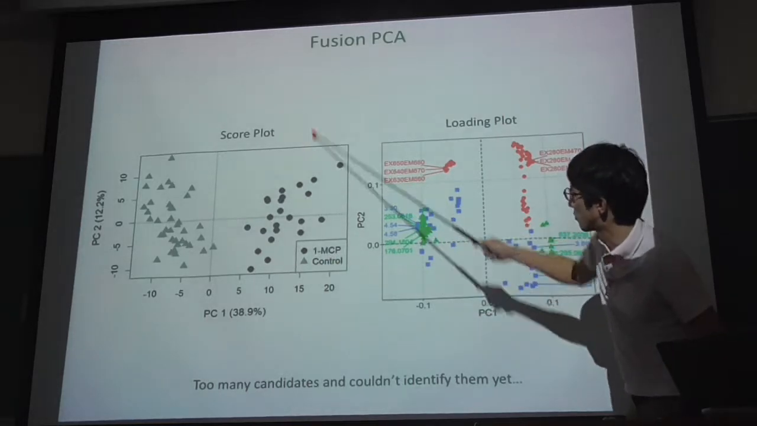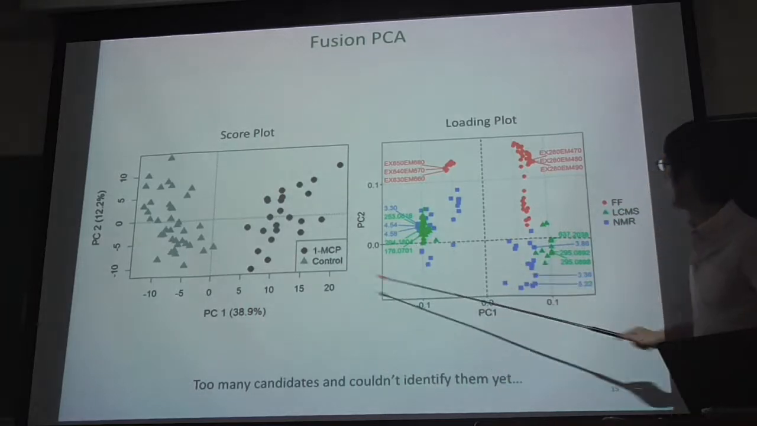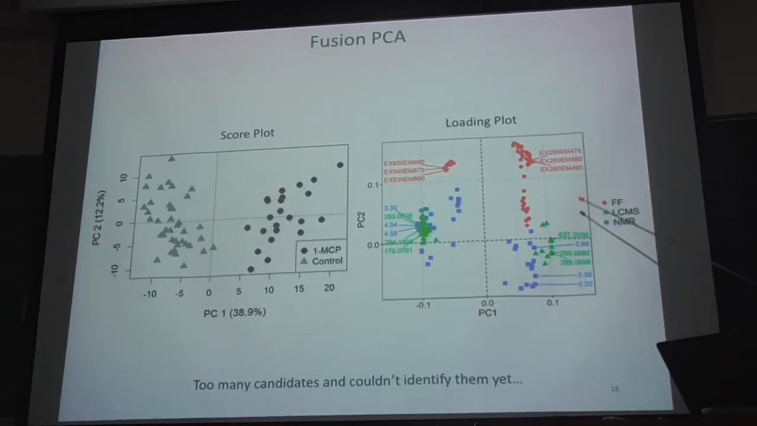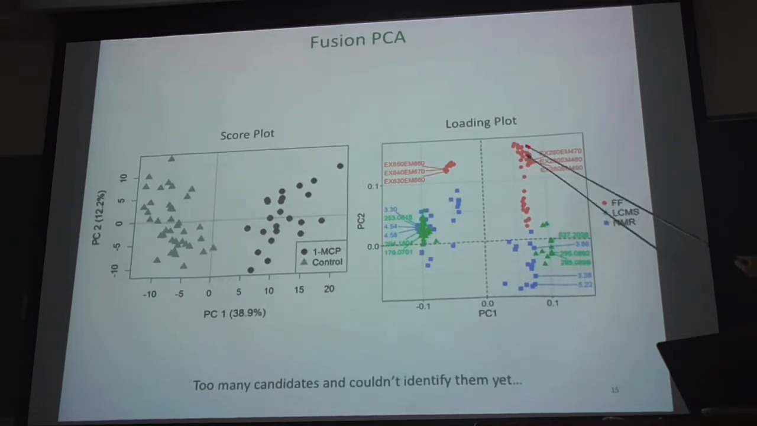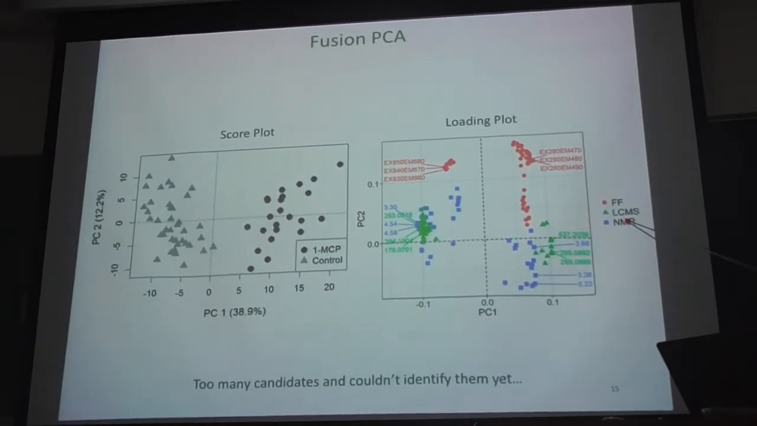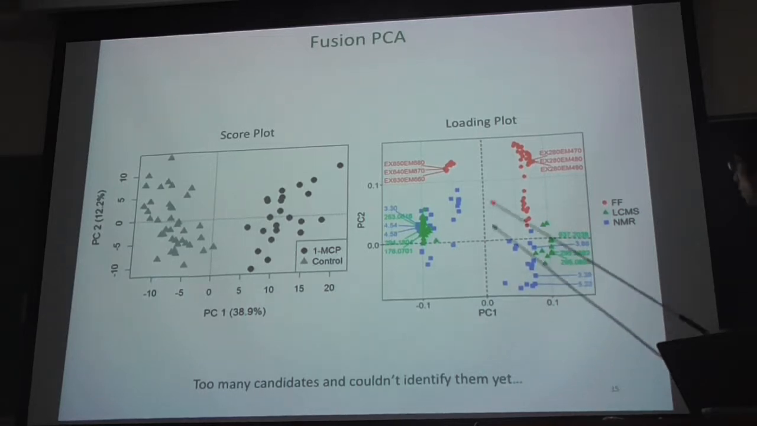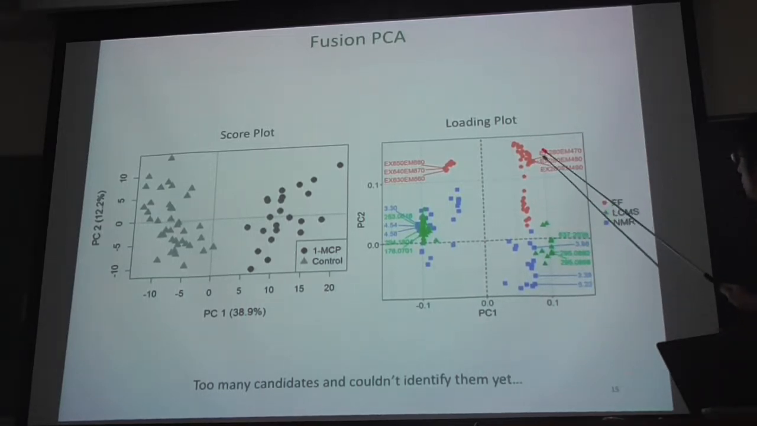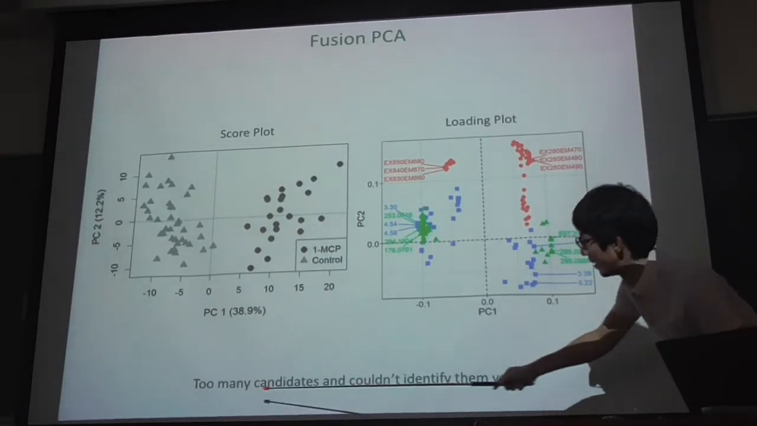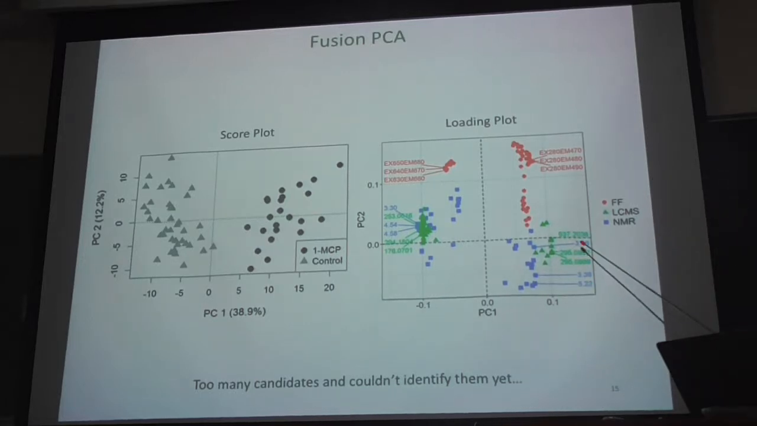This is a PCA score plot. We have a clear separation. And this is a loading plot, including EEM in red, LC-MS in green, and NMR in blue. And we think that these indicated variables are linked together. They should have some correlations. And maybe we can find something like a mechanism of the discrimination. But there are too many candidates for this kind of data.